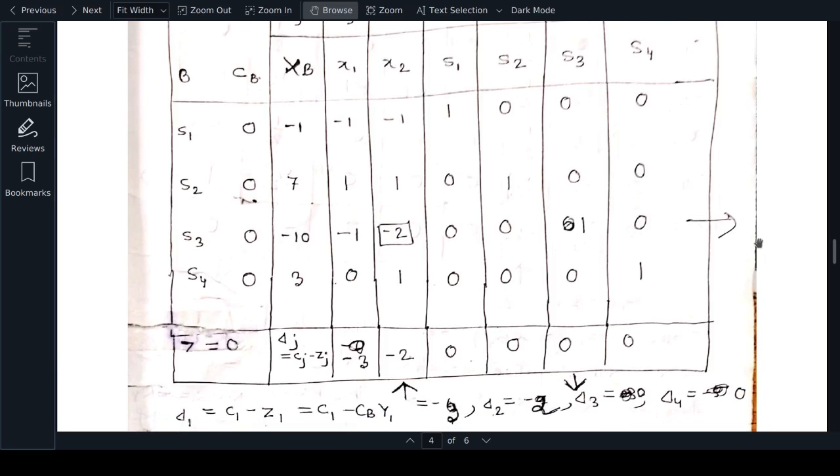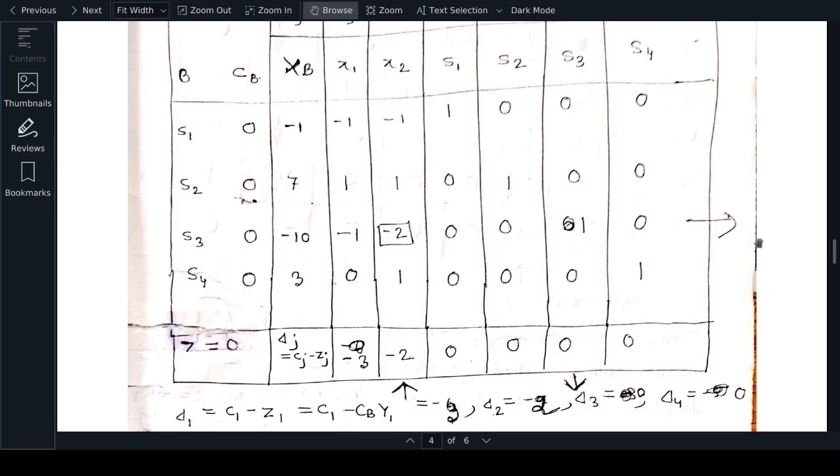Binoy, Vishwajit. No, sir. Sir, can you please explain again? Which one? Key row. Okay.